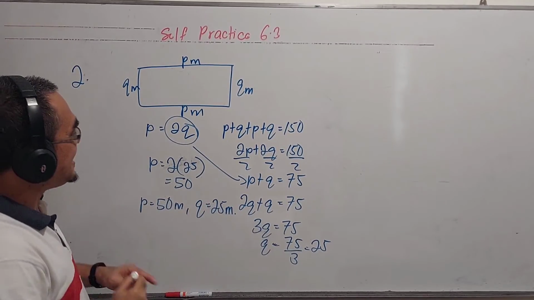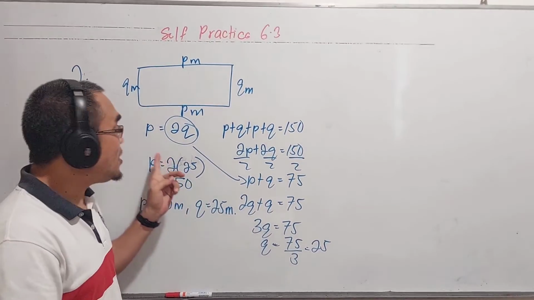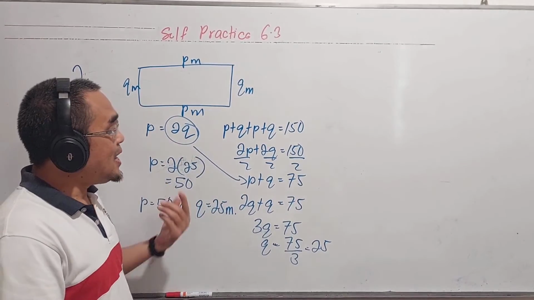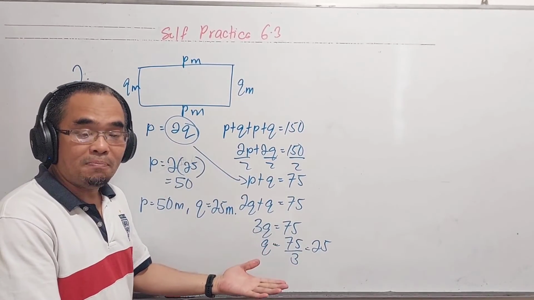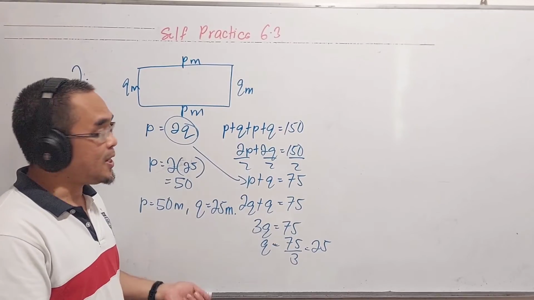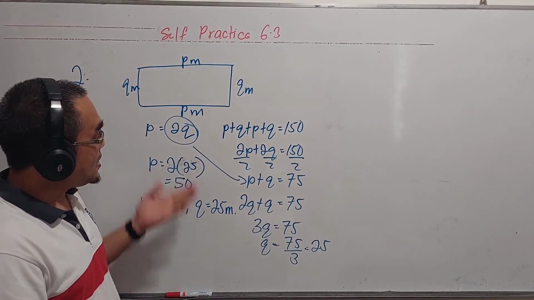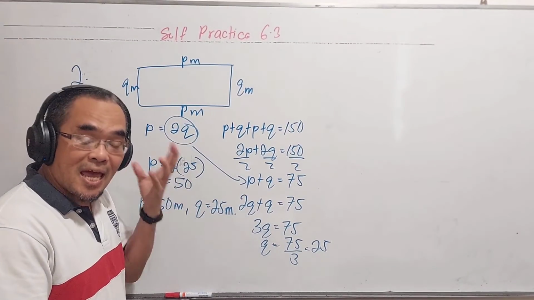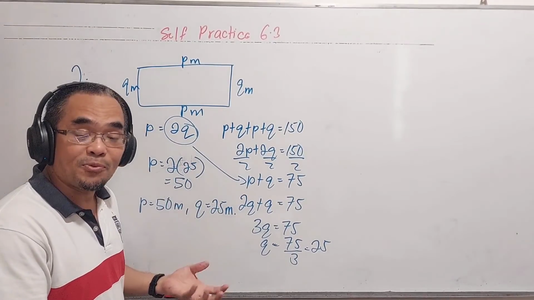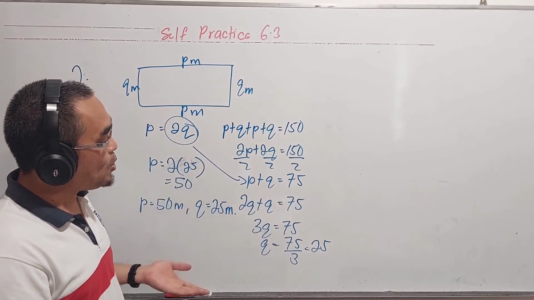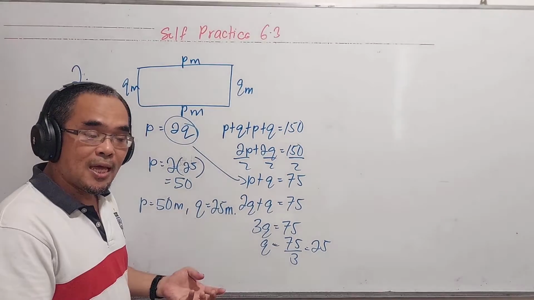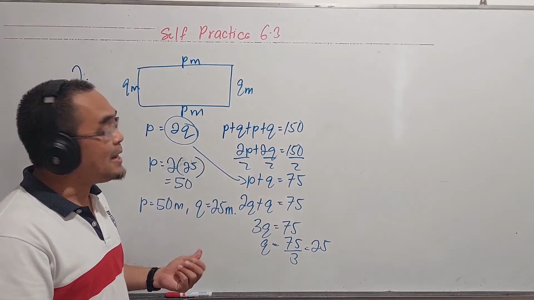So it's best in this case, because you have the equation P equal to 2Q, the substitution method is the best one. Okay, because you already have the subject of it. Okay, so I'm not going to show you how to use the elimination method.